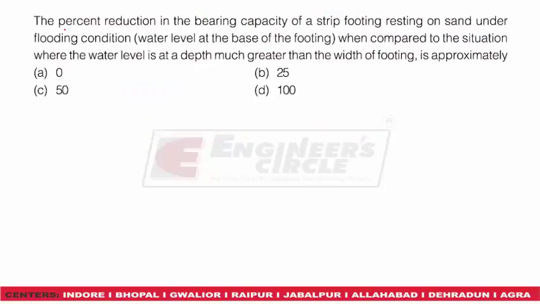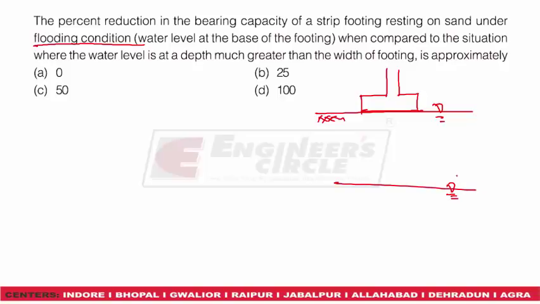The next question is the percentage reduction in bearing capacity of a strip footing resting on sand under floating condition, that is water level at the base of footing, when compared to the situation where the water level is at a depth much greater than the width of footing is approximately. Now the setup is like this. This is our soil mass and the strip footing is resting on the sand. So this is our footing, and there are two conditions. In one condition there is flooding, so water level will be up to this depth, and the another situation is that water level is at very large depth.